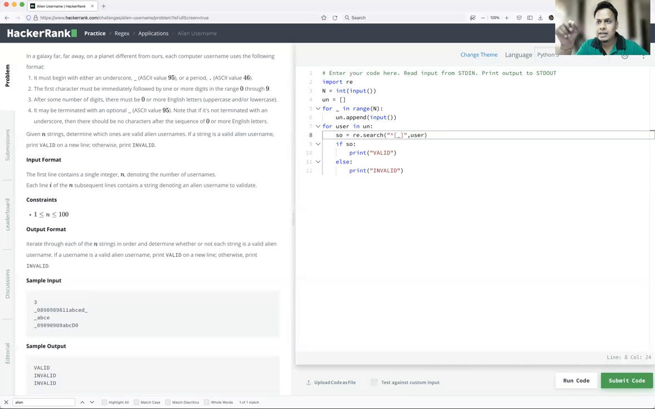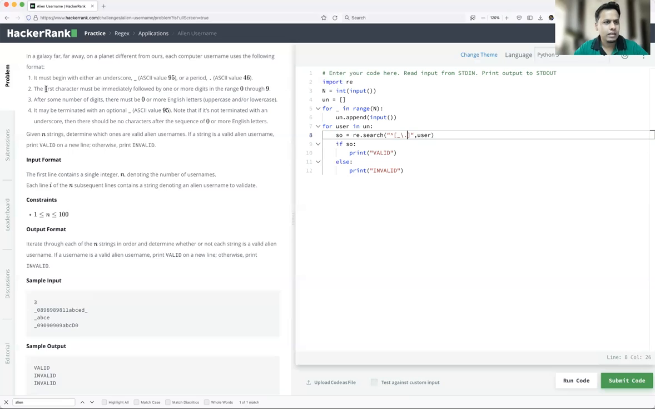Dot is a metacharacter. That metacharacter needs to be converted to a literal character, which means it is a special character with special meaning, so we have to make it a normal character. How to make a normal character? We have the escape character, that is backslash followed by dot. Okay, so our first condition is done.